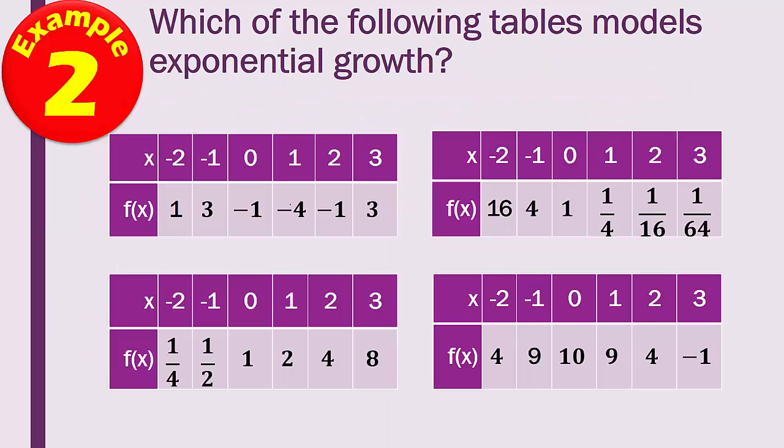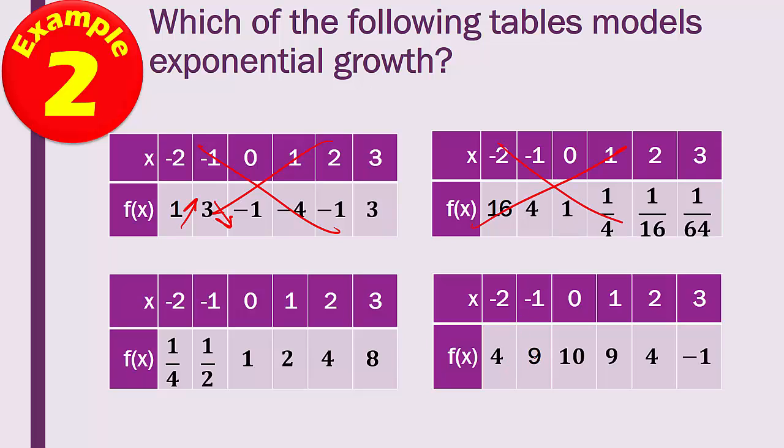Second example, which of the following tables models exponential growth? So we're looking for something that is increasing over time and also increasing by multiplication. Here we go up, okay, so that's good, but now we go down, so this one's no good. Here, we're going down, and we're going down by dividing, it looks like, dividing by 4. But because we're going down, no good.